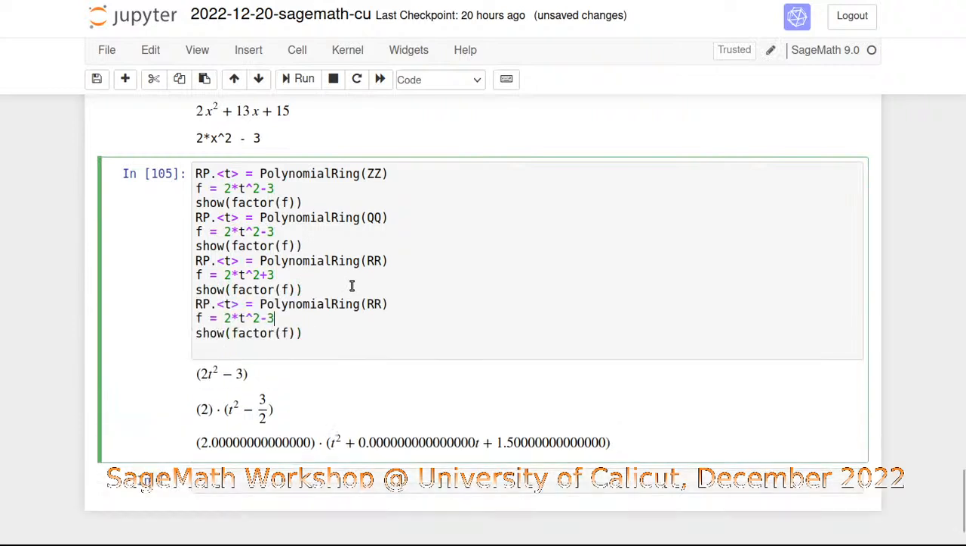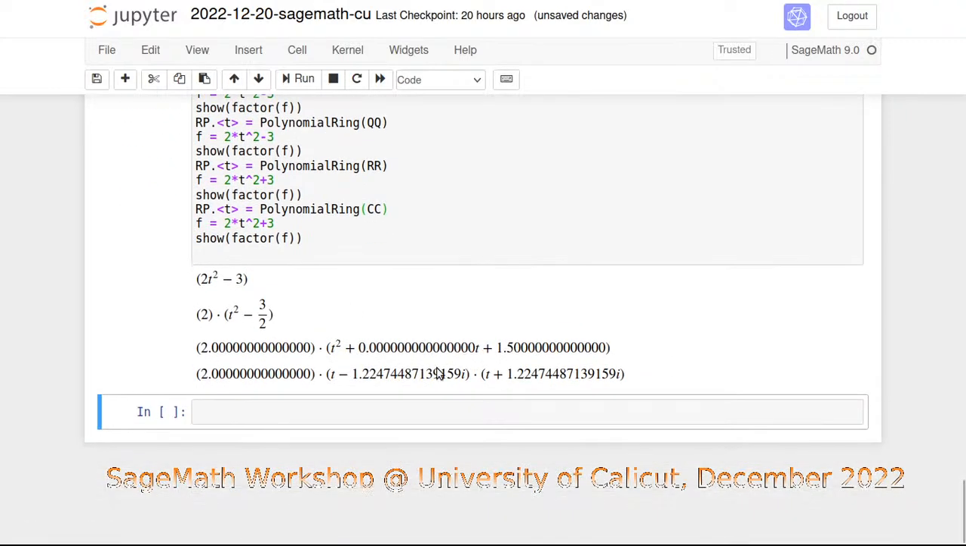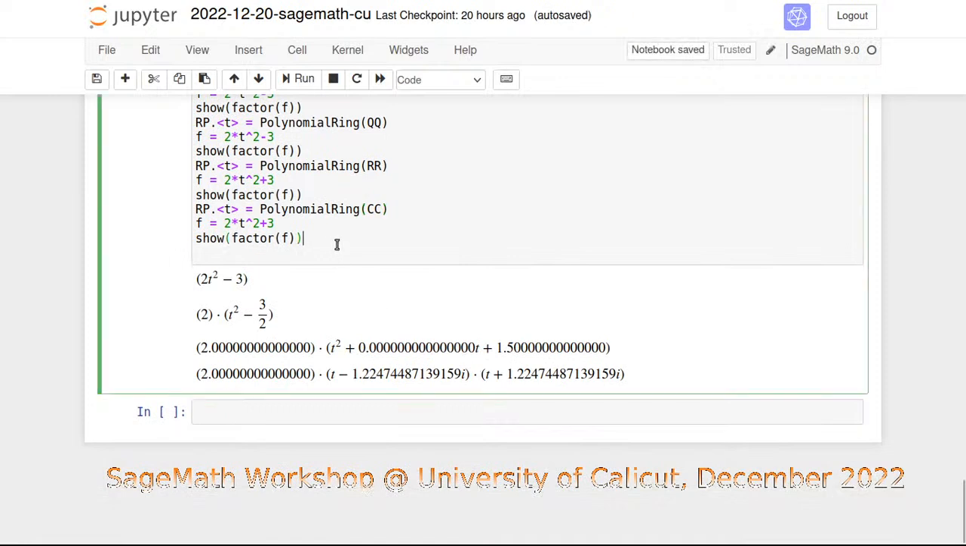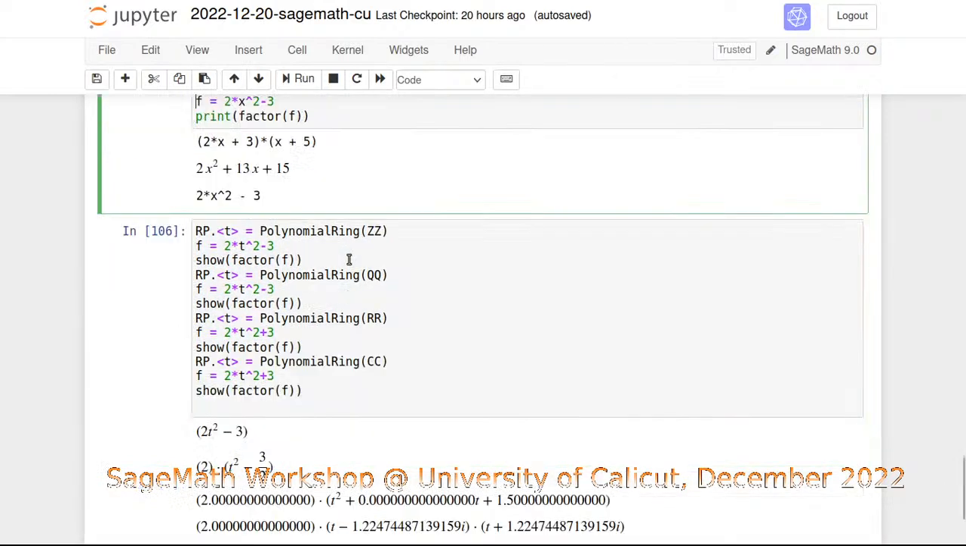Now suppose we use 2 square plus 3 and use the ring as the complex ring, then we get a factorization. See that all these things are happening because Sage determines them based on the ring over which we are defining the polynomial. So if you define a polynomial to be in one particular ring, the factorization will happen only in that ring.